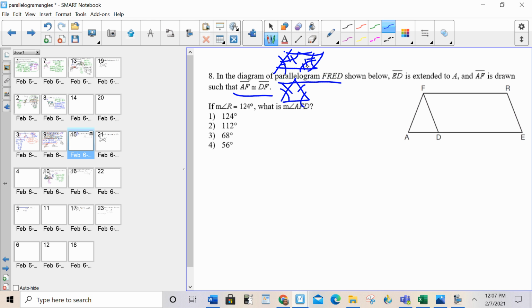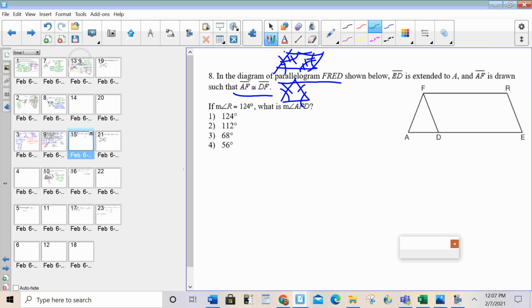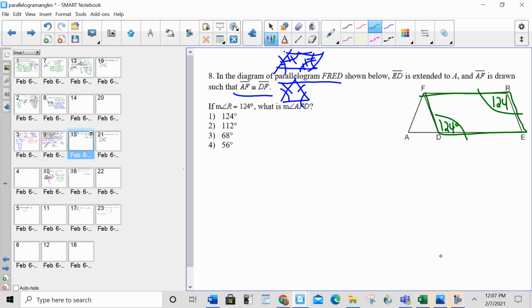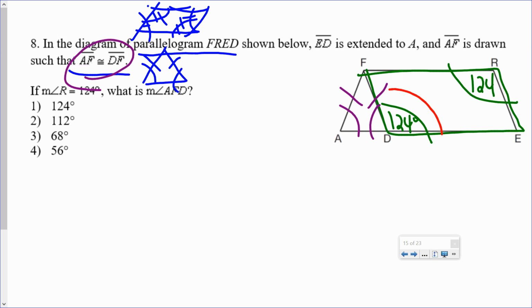Okay, now that you tried number 8 on your own, the measure of angle R is 124. Let me make this bigger. So since it's a parallelogram, opposite angles of a parallelogram are congruent. So that's 124. It's telling me that AF is congruent to DF. So mark the sides, mark the angles opposite them. I see a linear pair.